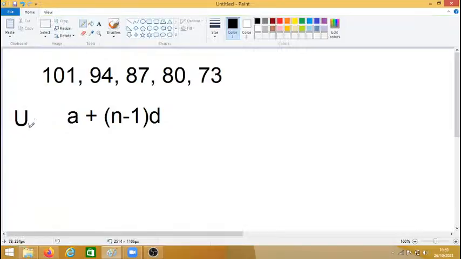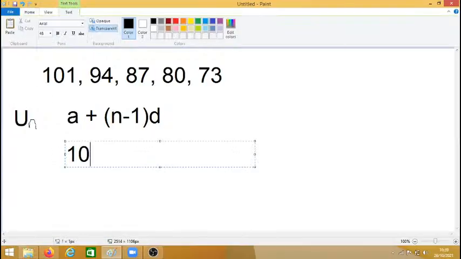And now think, what is a? What am I going to leave alone? And what's d? So a is your first term, 101. n minus 1 can stay as n minus 1. The d, the difference is going down by 7. So you have to put a minus 7 here. So it's times by minus 7. So times by minus 7, it's better to put that at the front.